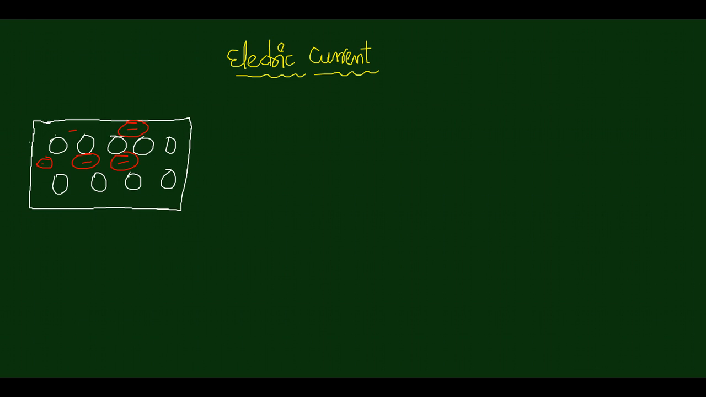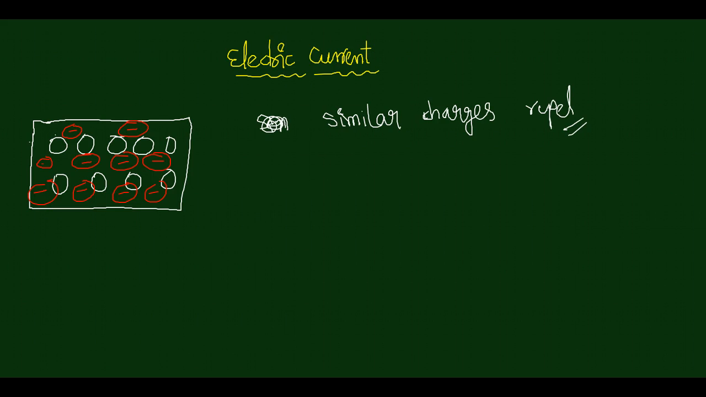And these free electrons will move randomly. Why will these electrons move randomly? We know that similar charges repel, right? That's why these charges will repel each other and move randomly. So charges move randomly.